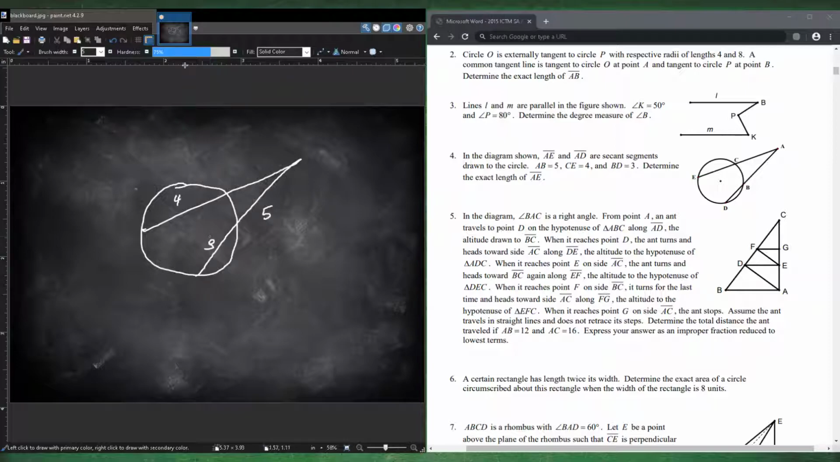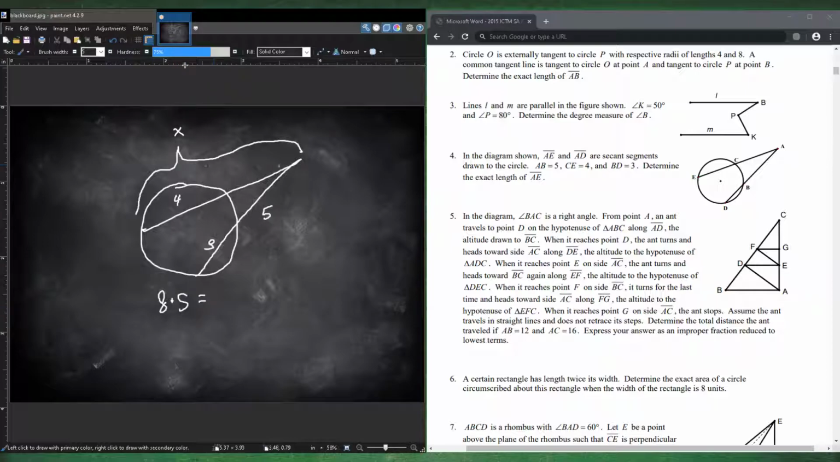Find the length of AE. So they want us to find this entire length, so we'll just call this X. Using the intersecting secants rule, basically the total length times the part outside is equal to each other. So 3 plus 5 is 8. The part outside is 5, so 8 times 5.